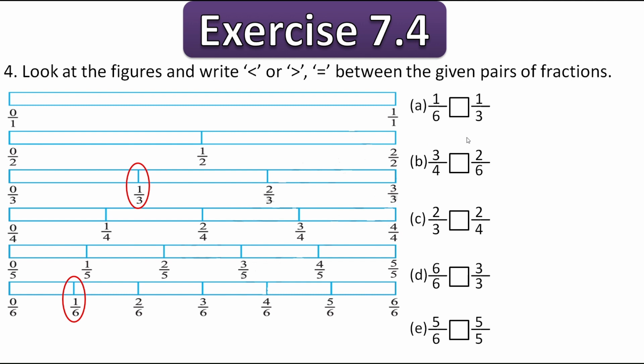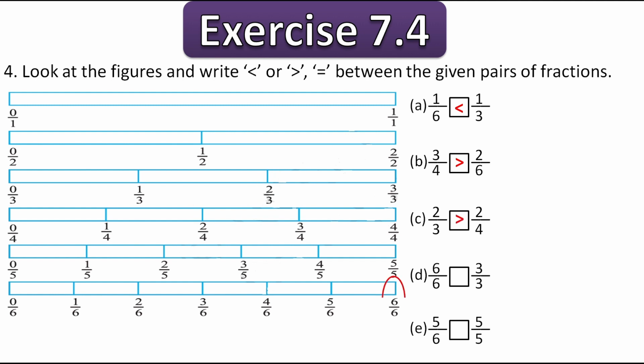As I told you, as we move towards the right side, the value of the fractions or any number increases. Therefore, 1 upon 3 is greater than 1 upon 6. Now 3 upon 4 is on the right side of 2 upon 6. Therefore 3 upon 4 is greater than 2 upon 6. Now 2 upon 3 is on the right side of 2 upon 4. Therefore 2 upon 3 is greater than 2 upon 4.